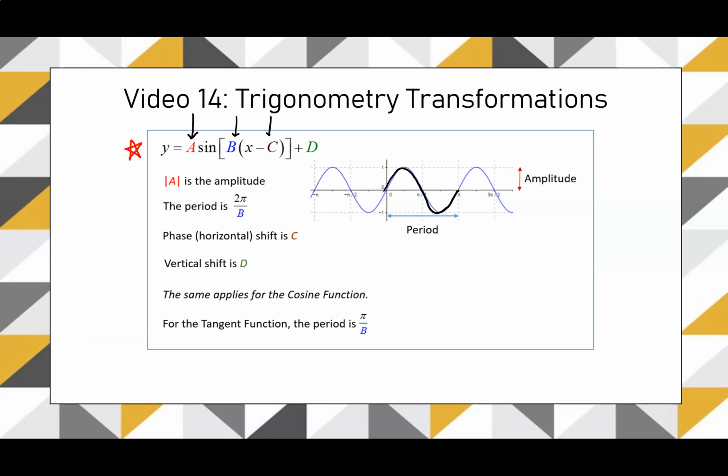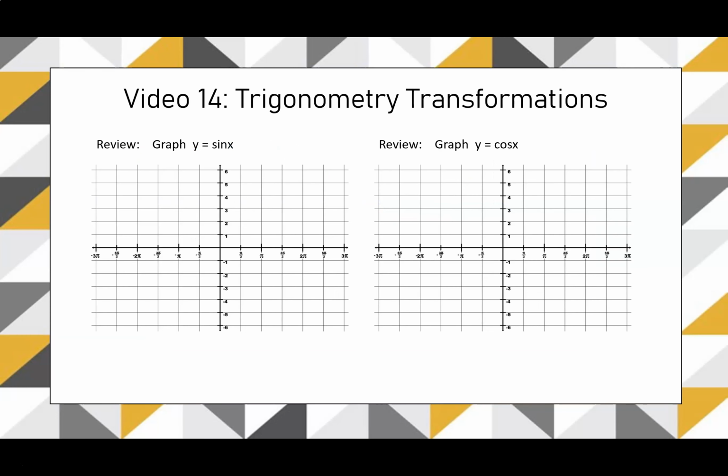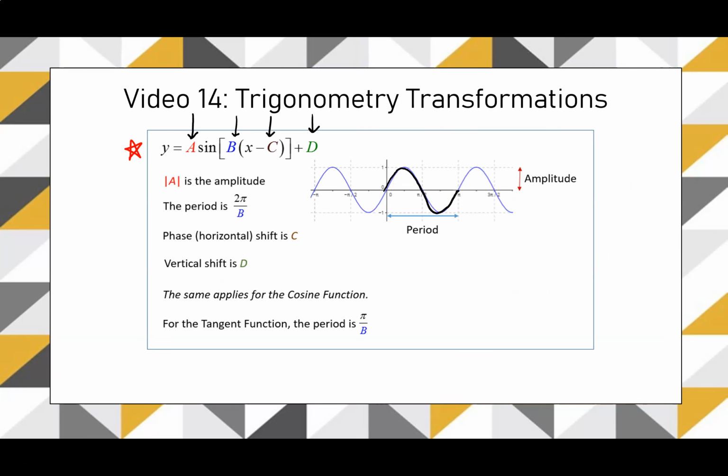This minus C here is going to tell us if it's going left or right, if it's going to get shifted, and this D here is going to tell us if it's going to go up or down. Sometimes this horizontal shift is called a phase shift, but we're going to refer to it as a horizontal shift here. Now the same is true for the cosine function, which we will talk about, but we're not going to talk about the tangent function. We're not going to deal with graphing that.